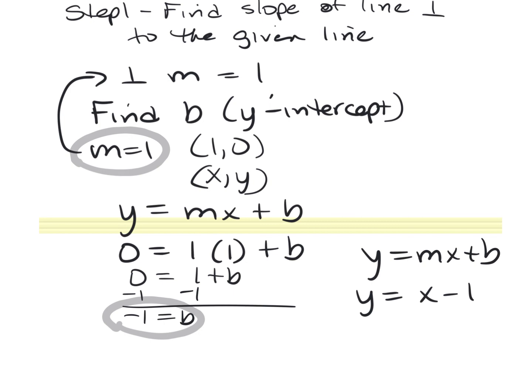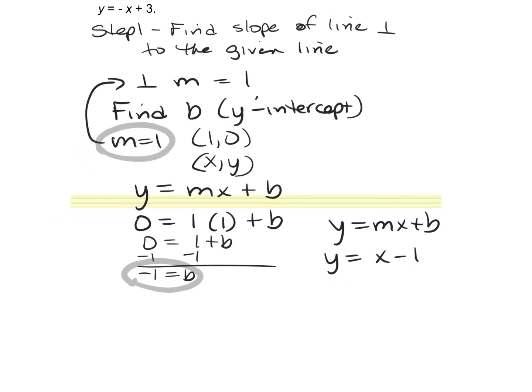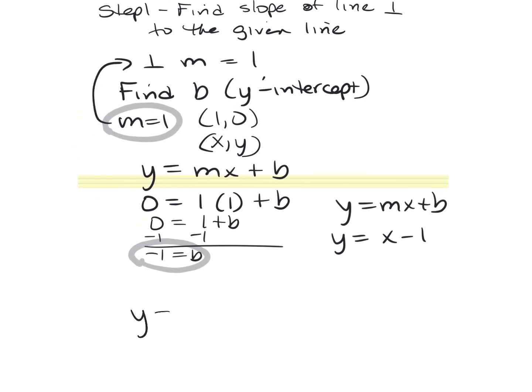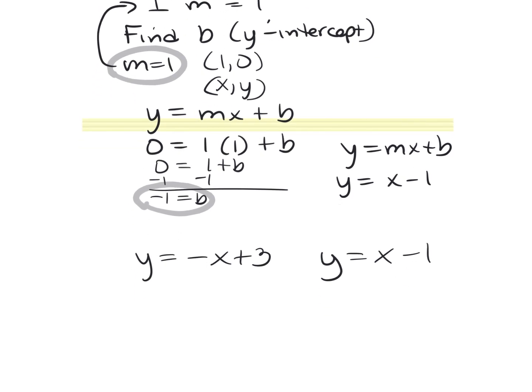Now what I need to do is find the ordered pair where these intersect. So I have to solve a system of equations. So I'm going to take my original y equals negative x plus 3 along with my newly formed perpendicular equation, and I need to solve the system. I'm going to use the method of substitution. I am going to substitute what this y equals, which is this, in for this y. So essentially I'm just setting them equal to each other.